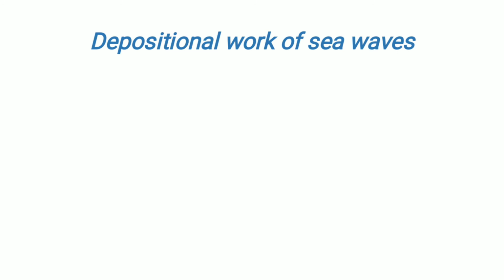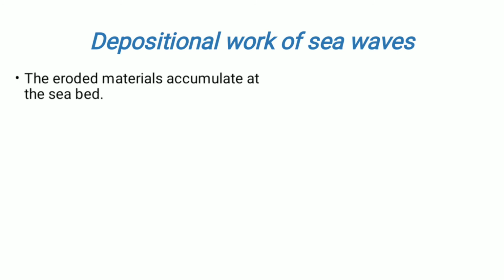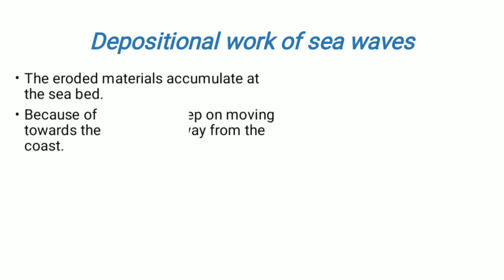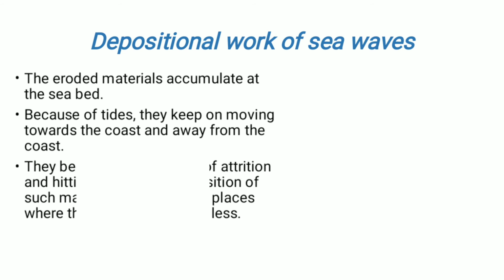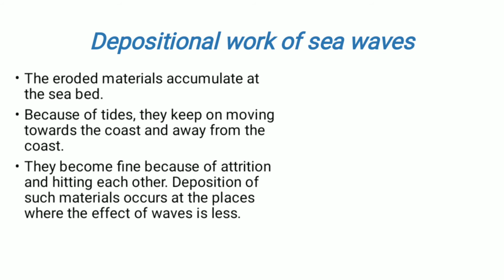Now see depositional work of the sea waves. So the eroded materials get accumulated at the sea bed, and because of the tides they keep on moving towards the coast and away from the coast. During high tides they move toward the coast, and during low tide they move away from the coast. They become fine because of the attrition and hitting each other.